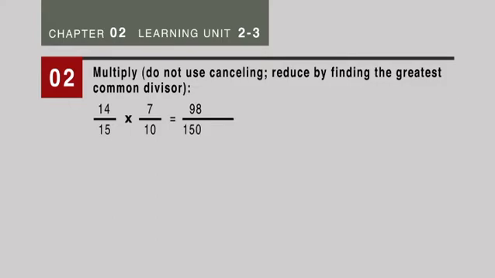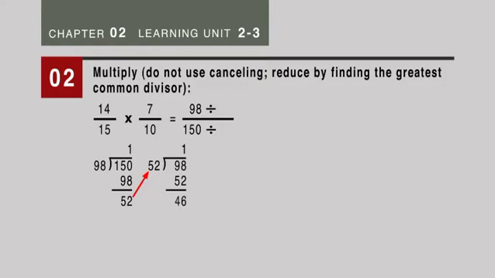We're going to have to figure out what the greatest common divisor is. So we're going to take 98 and divide that into 150. 98 goes into 150 one time. 98 from 150 leaves us with 52. So we take 52 and then divide 52 into 98. 52 goes into 98 one time. 98 minus 52 leaves us with 46.